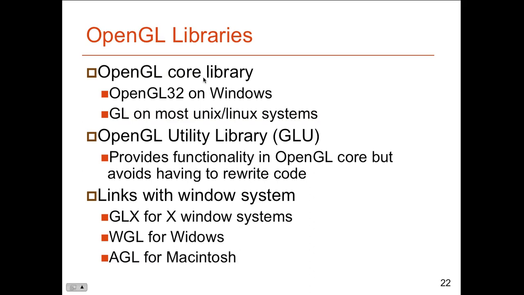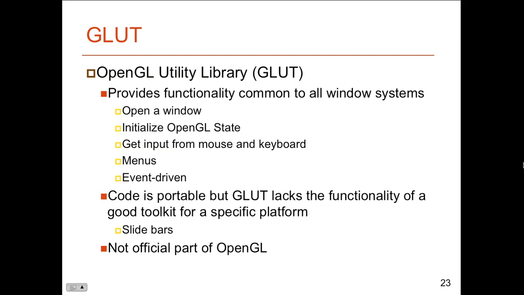So OpenGL is the core library. It's OpenGL32 on Windows, GL on Linux and Unix systems. In fact, maybe I should see if the GLUT actually included GL. It may have been that the libraries, I probably didn't install something. The OpenGL Utility Toolkit, the glue, provides functionality for the core that avoids having to rewrite the code. It links with windowing systems, X Windows, Macintosh. Okay, so the GLUT library is supposed to give you the OpenGL utility.